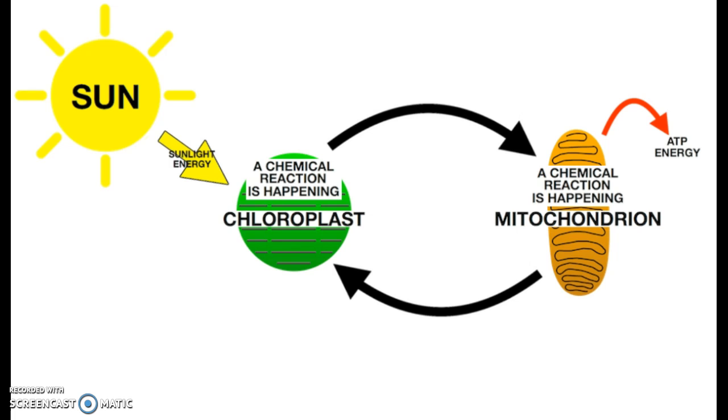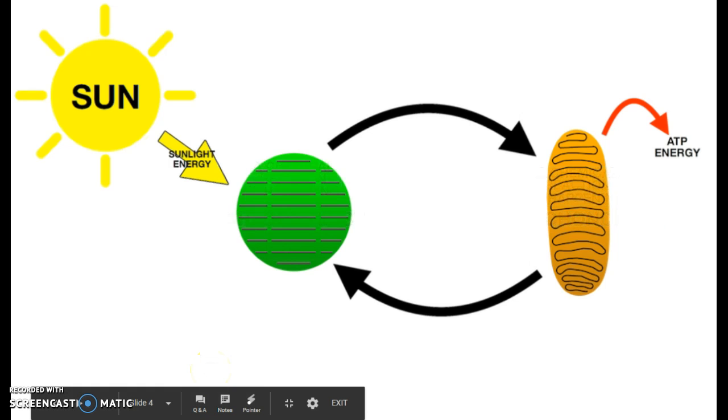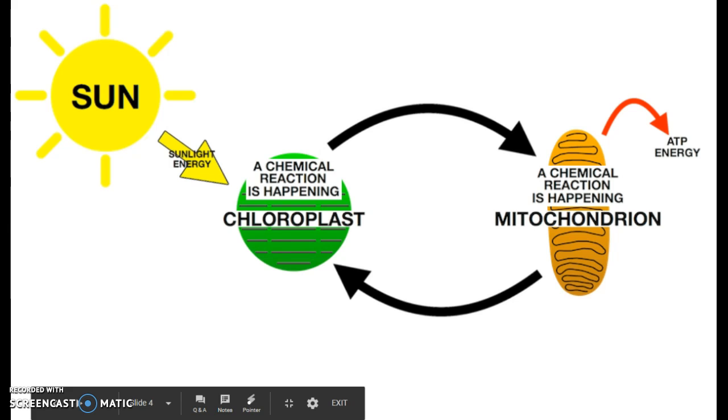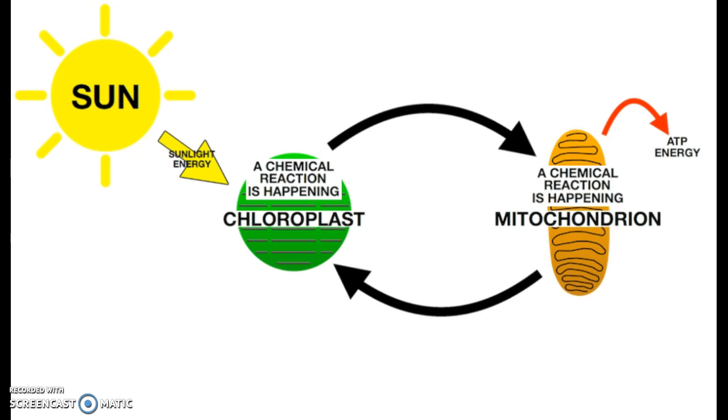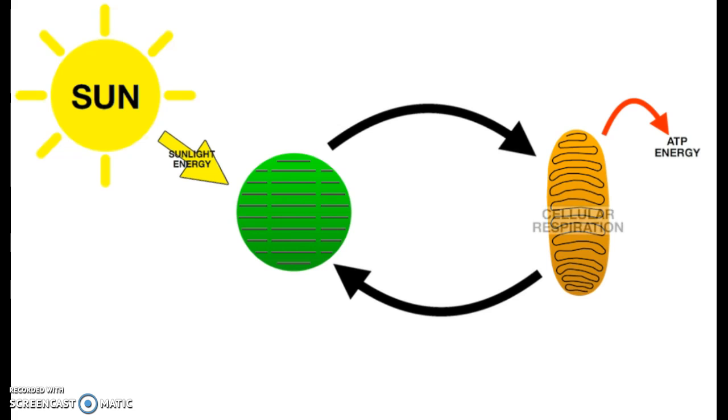In both the chloroplast and mitochondrion, there is always a chemical reaction happening. The chloroplast helps make photosynthesis, and then the mitochondria helps with cellular respiration.